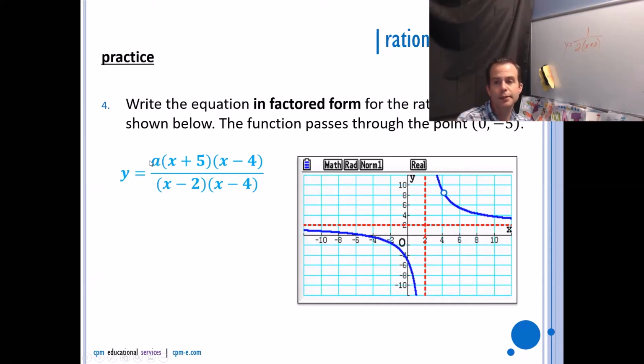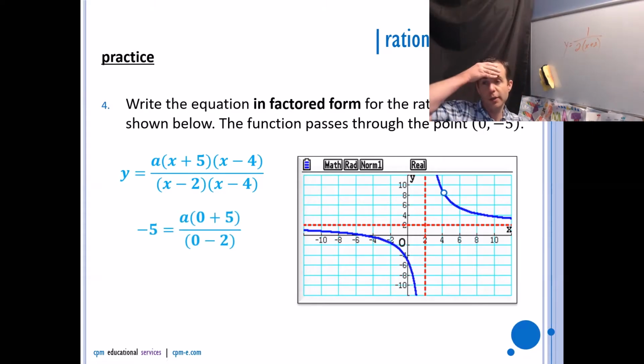I'm going to take my 0, -5 and plug it in for x and y so that I can solve for a. Now, when I did that, I'm ignoring the x minus 4 there because it's the same thing on the top and the bottom, so it doesn't really matter. So I'm just ignoring that to get my a value. 0 plus 5 is 5, 0 minus 2 is -2. I'll multiply both sides by -2 and then divide both sides by 5 and I get a equals 2.